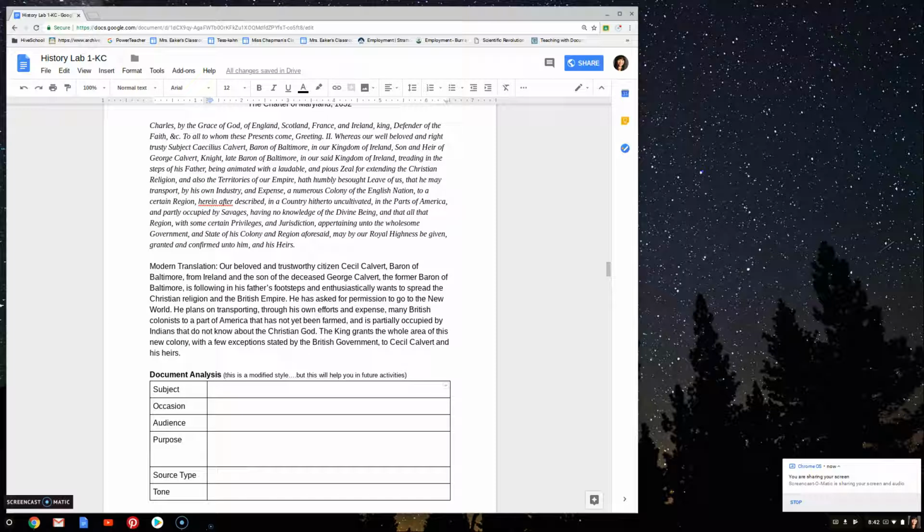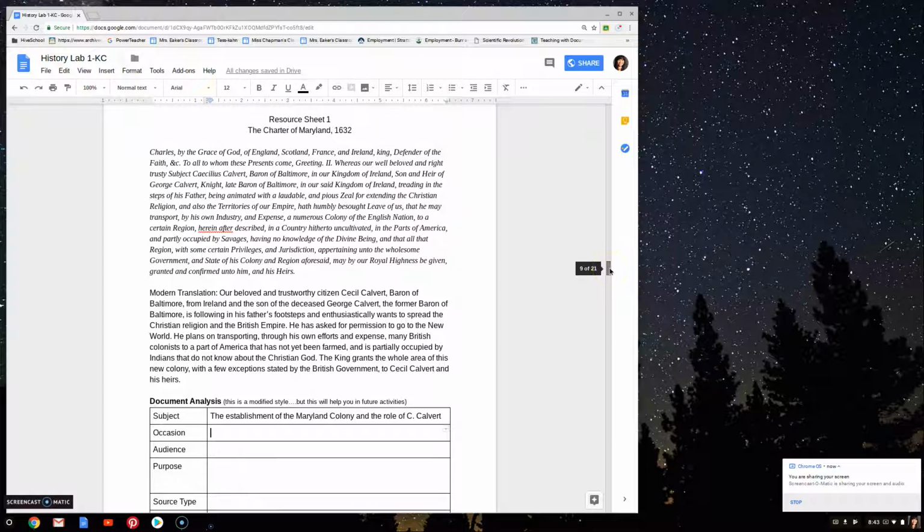Well, the subject is the establishment of the Maryland colony and the role of Cecil Calvert. What's the occasion? The occasion is going to include our date. And we know that it's 1632 because it says so right there.